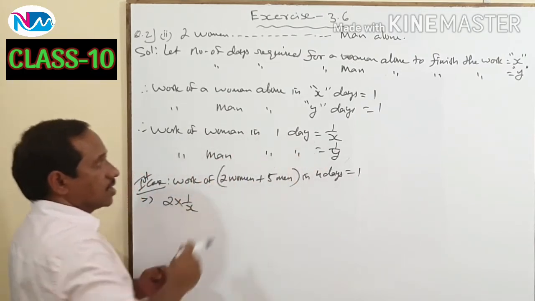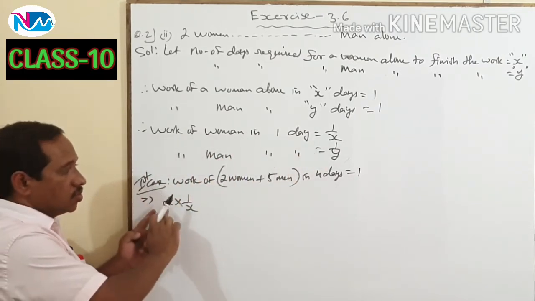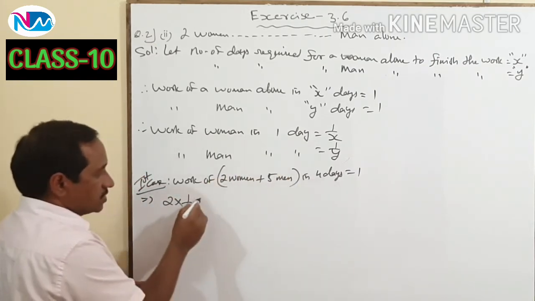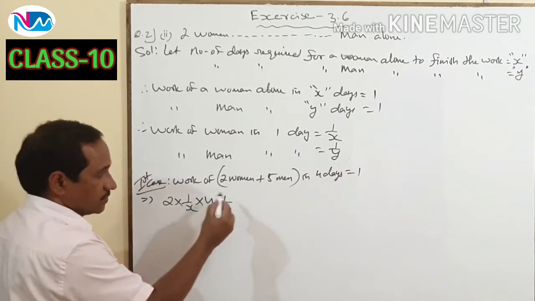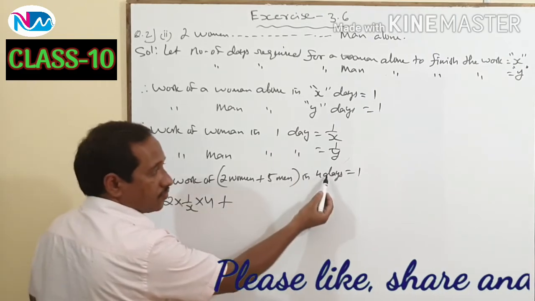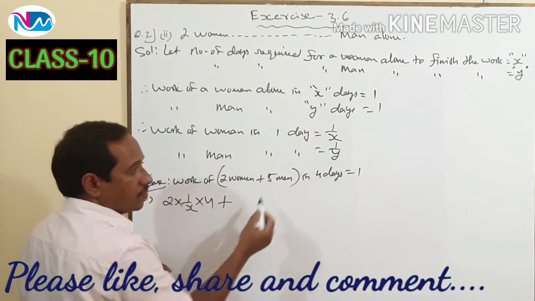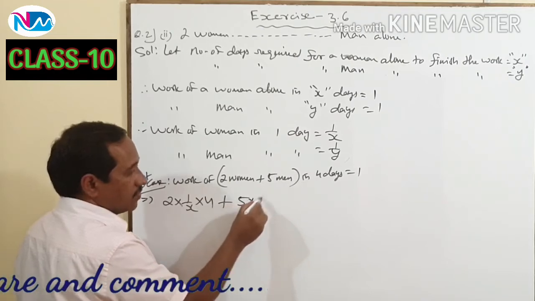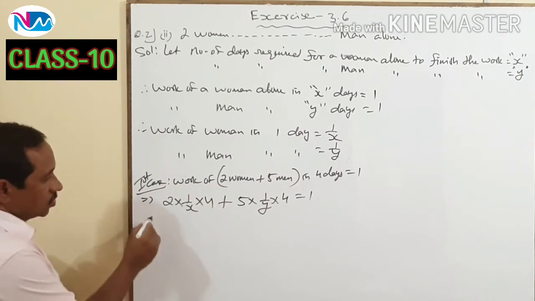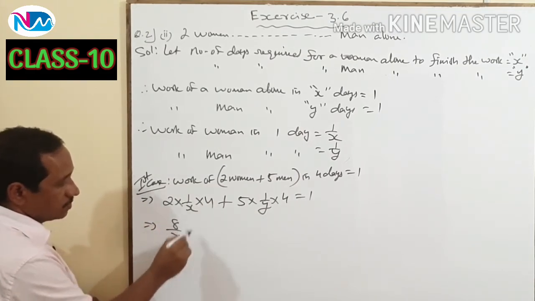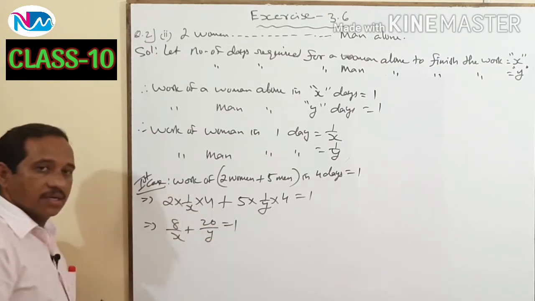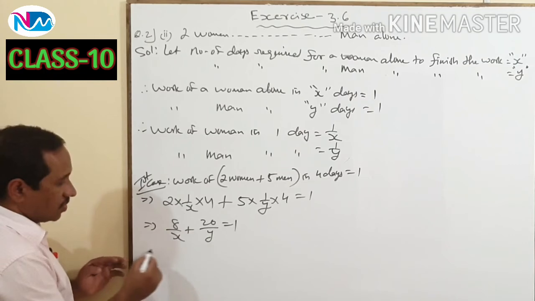Because 1 by x is the work of a woman in 1 day, 2 women can do the work 2 into 1 by x in 4 days, so into 4, plus work of a man in 1 day is 1 by y. 5 men work for 4 days, so work of 5 men in 4 days will be 5 into 1 by y into 4, which is equal to 1. So we get 2 into 4, 8 by x, plus 5 into 4, 20 by y, is equal to 1.